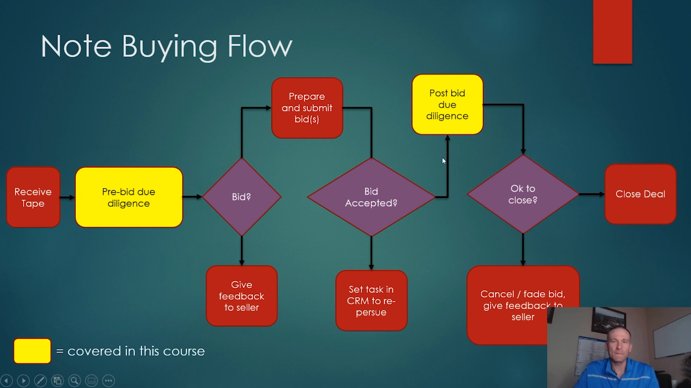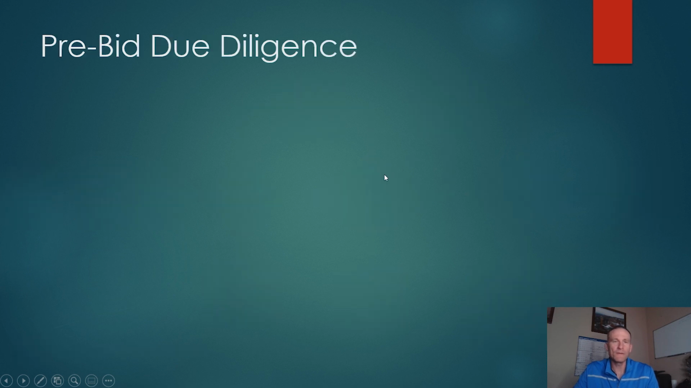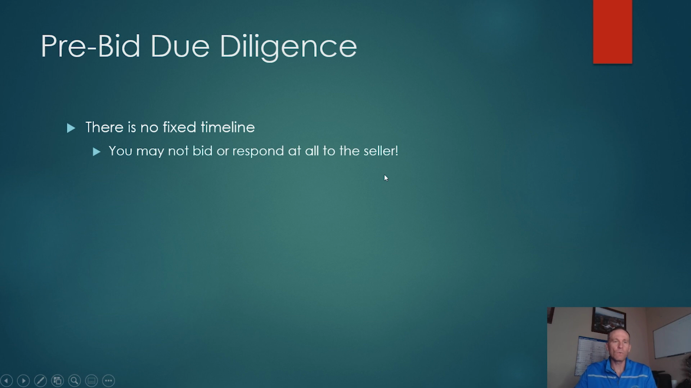So now I'm going to talk about some of the timelines and how long it takes for these two steps in the process, our pre-bid due diligence and then our post-bid due diligence. Okay, so pre-bid due diligence first. There's no fixed timeline on this generally. Now some brokers like Dave Polio will give you 7 days. They'll send notes out to their list and say all the bids are due within 7 days. So sometimes there is a fixed timeline.